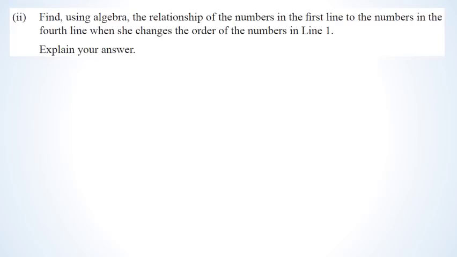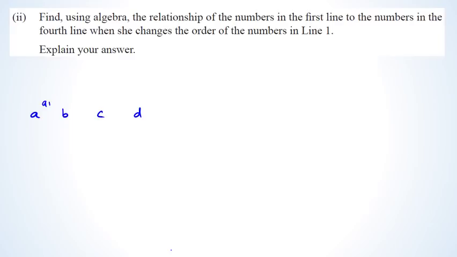So part 2 says, find using algebra the relationship of the numbers in the first line to the numbers in the fourth line when she changes the order of the numbers in line 1. Obviously, whenever they say use algebra and find a relationship, you're not dealing with numbers anymore. You're dealing with letters. So I'm going to have it as A, B, C, and D.